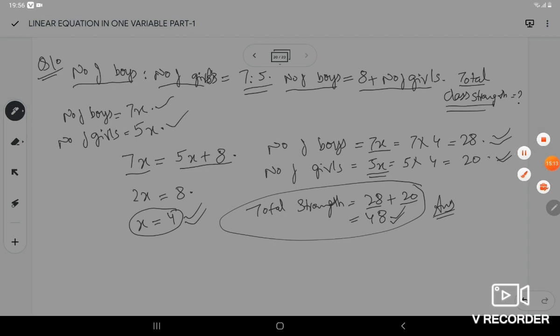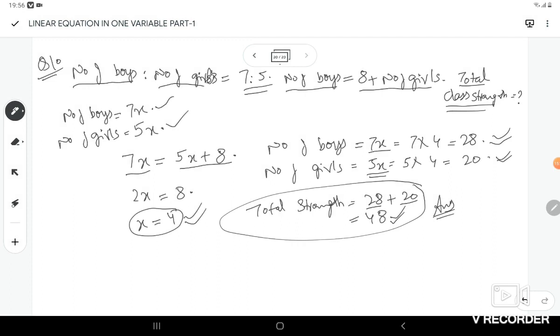We will stop the concept here, and in the next video we will be solving the left out word problems and taking the concept further.